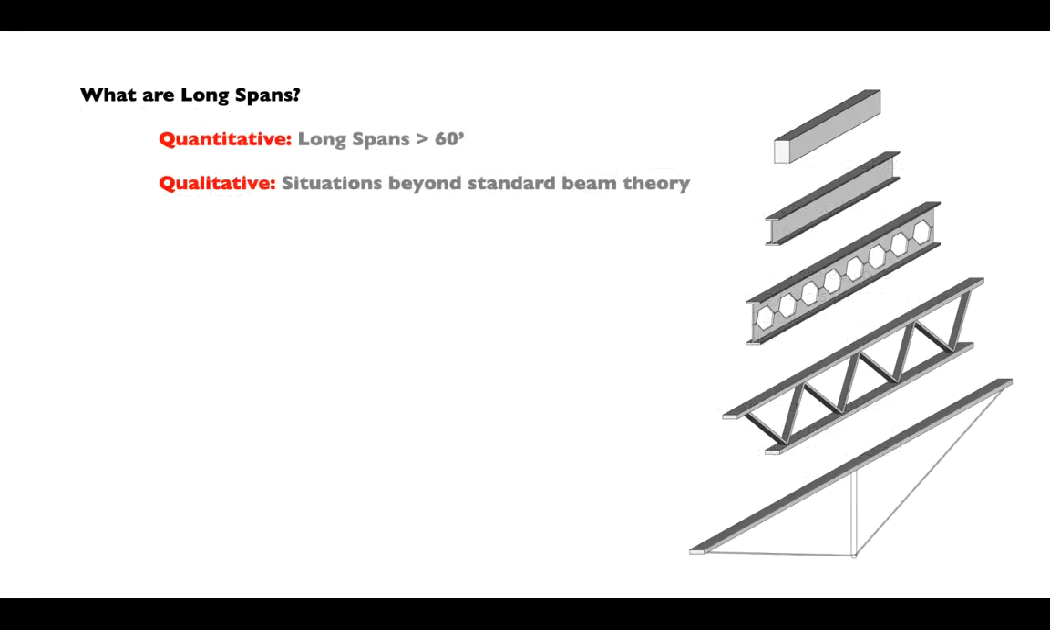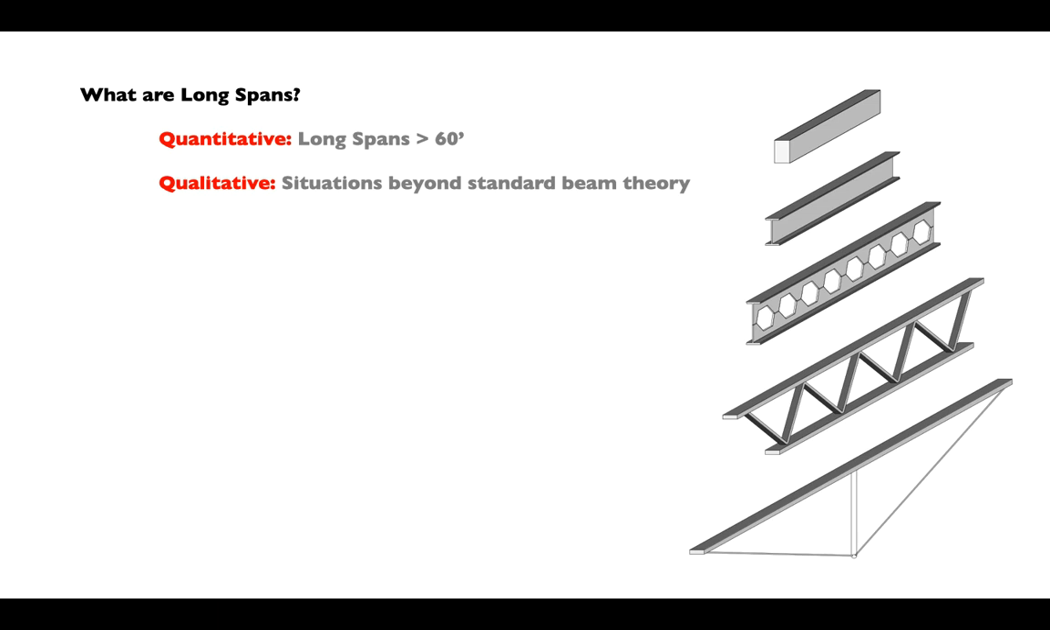So we have these kind of two ways of thinking about long spans, right? One of them is simply to say that, yes, there are quantitative differences between a short span and a long span. And conventionally, we say that this is around maybe 60 feet, right? Once we're beyond 60 feet, we're into sort of specialty structures.